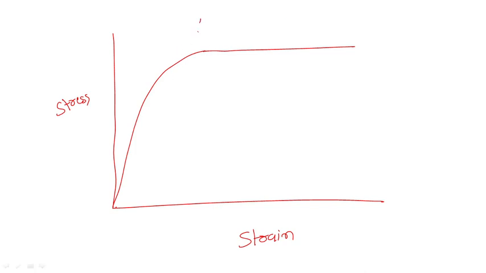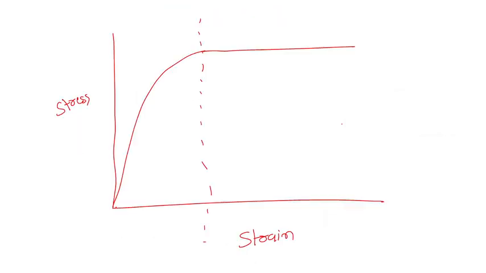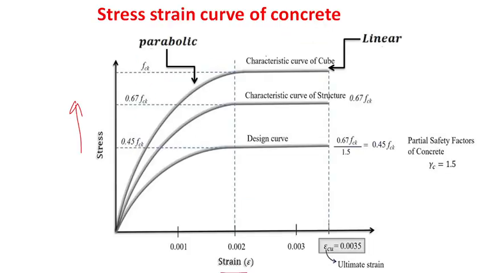You can see there is a line, right? This portion we call the parabolic portion, and this portion we call the linear one. This portion we call what? The parabolic portion, this one, and this is the linear one.